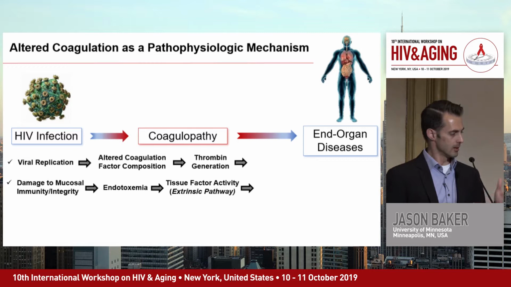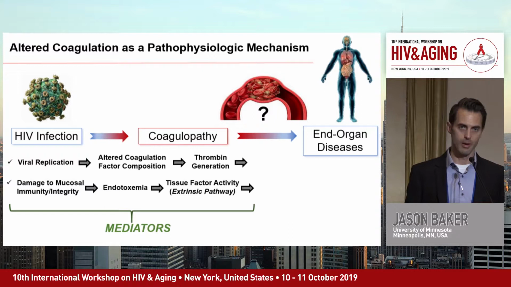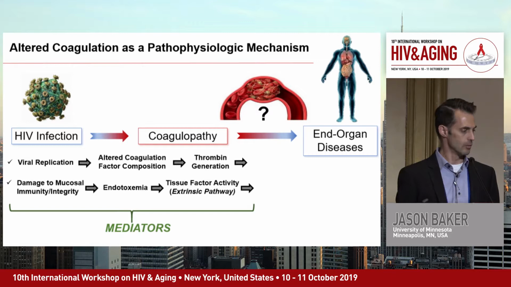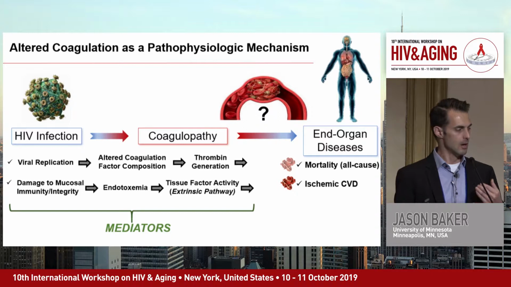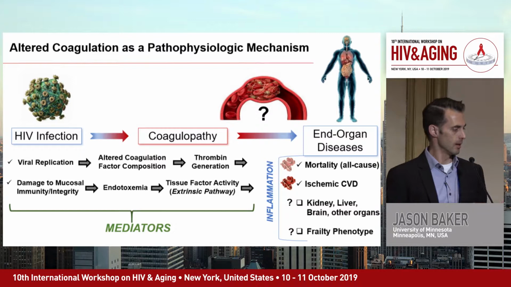But the next step gets more complicated. With macro-level thrombotic events, the causal pathway towards ischemic cardiovascular disease, I think, is a little more intuitive, and I'll go over some data which are supportive of that. So we can think about potentially many of the causes of mortality also being explained through this pathway. But when we get down to other end organ dysfunction, kidney, liver, brain, neurocognitive dysfunction, frailty phenotype, it becomes less clear how those diseases, which typically are not associated with macro level thrombosis, might be increased with these changes in coagulation pathways that we're describing.